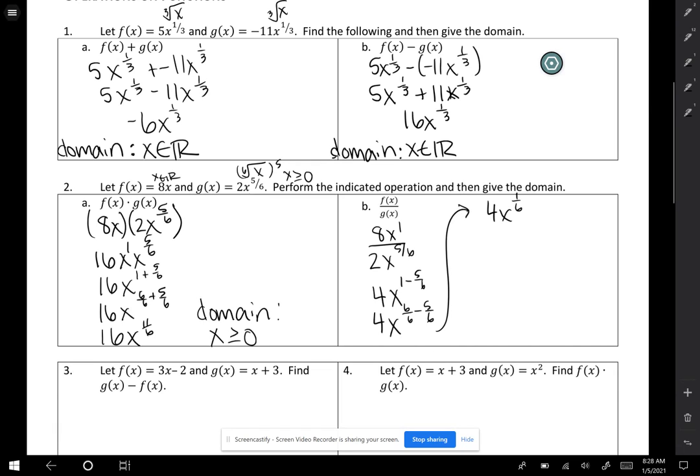When we're looking at the domain for this answer, it's a 6th root again. And considering the original problems and their domains, our domain for this is going to be x is greater than or equal to 0 as well.